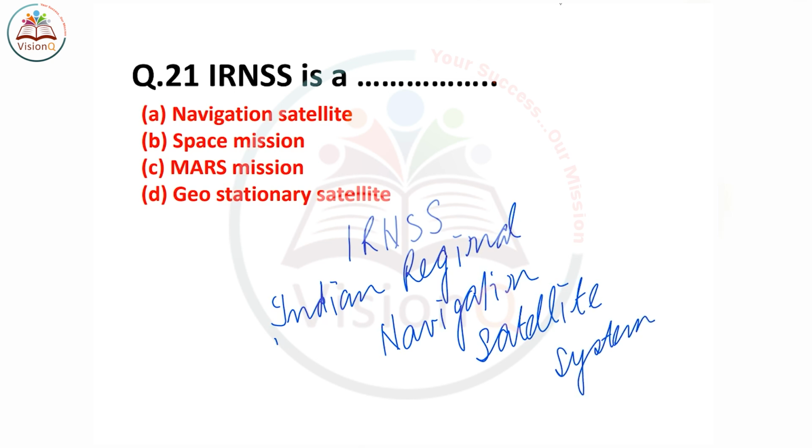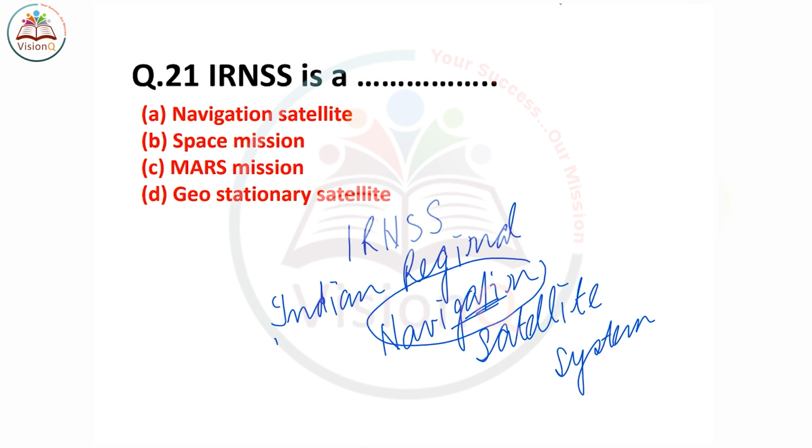From the word navigation itself, we can understand that this satellite's main purpose is to help in navigation, to locate the position of any object. So this satellite is known as IRNSS, Indian Regional Navigation Satellite System.